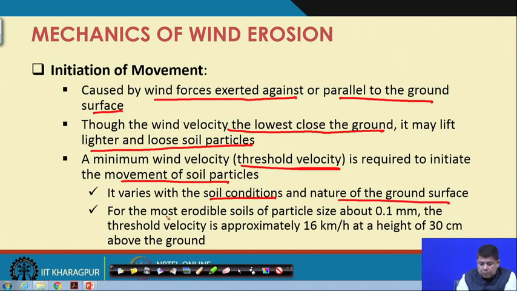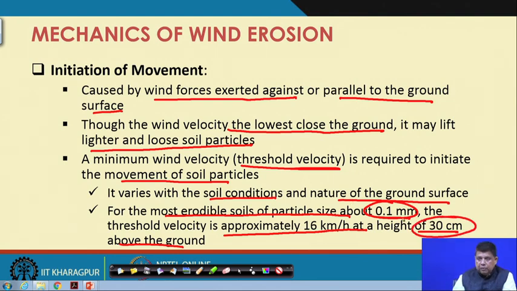For most erodible soils of particle size about 0.1 mm, the threshold velocity is approximately 16 km per hour at a height of 30 centimeter above the ground. So, that is a typical value of the threshold velocity for soil particles of around 0.1 mm: when the wind velocity is measured at 30 centimeter above the ground, the threshold velocity is 16 km per hour.